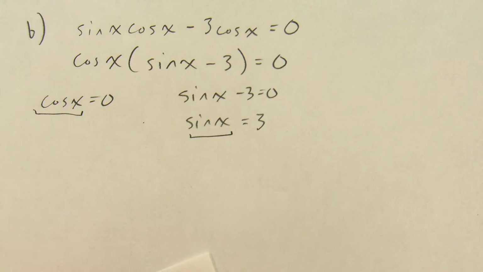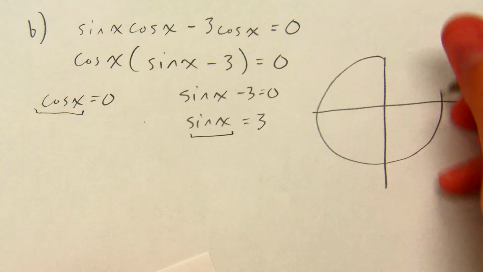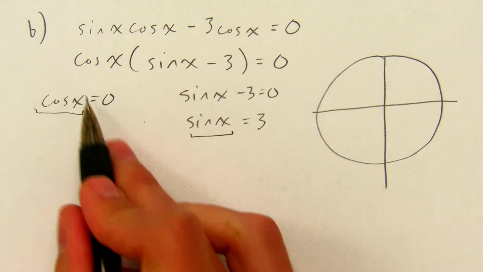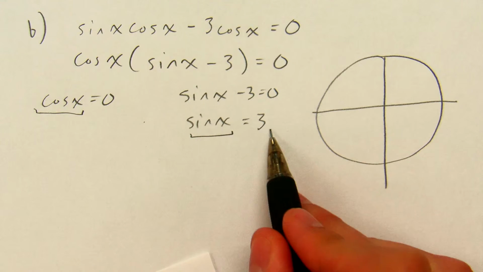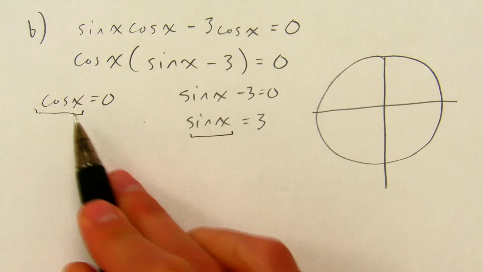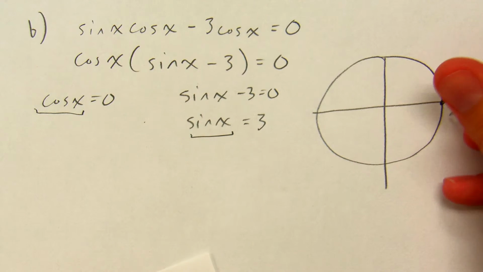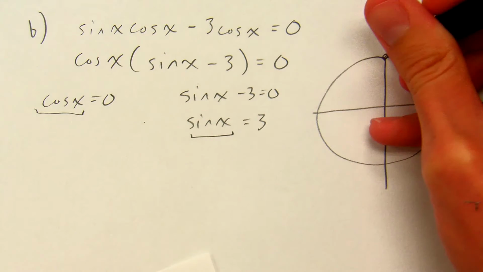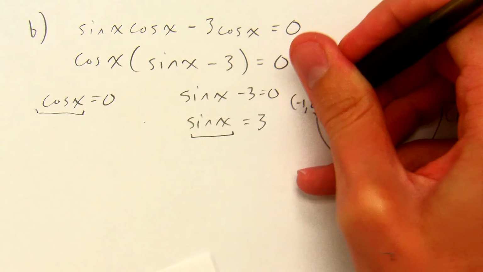Now I've got to ask myself, for what values of x, for what angles, is cosine of that angle equal to 0? And for what angles is sine of that angle equal to 3? And because we're doing sine and cosine, I do think it's easier if we think of the unit circle with a radius of 1. I love the unit circle. Did you know that? I do.